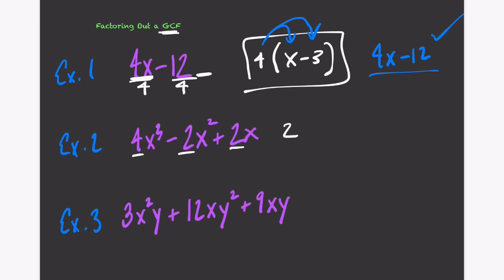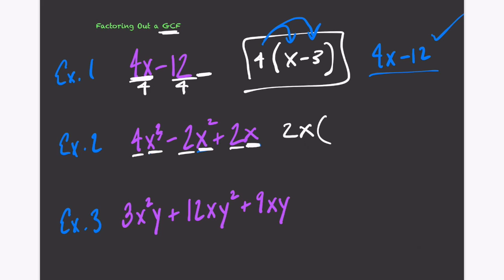And now I'm going to look at the variables. I have x to the third, x squared, and an x. So I can only take out one x, because I can't take out x squared, because this one doesn't have enough. And I can't take out x to the third, because that one doesn't have it. The only thing that I can take out from all of them, that they have in common, is just one x.